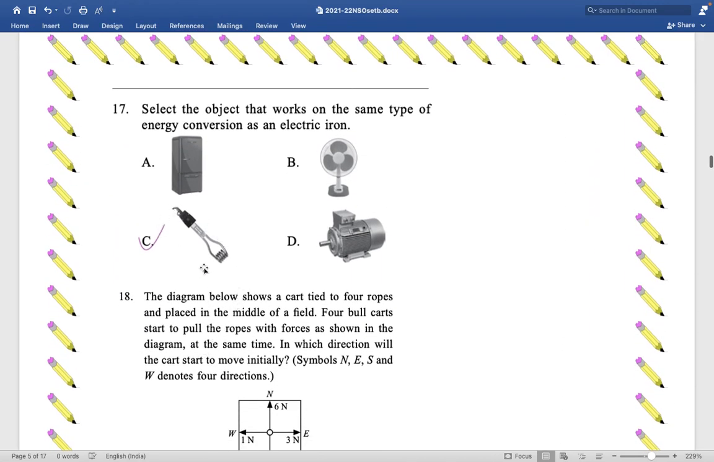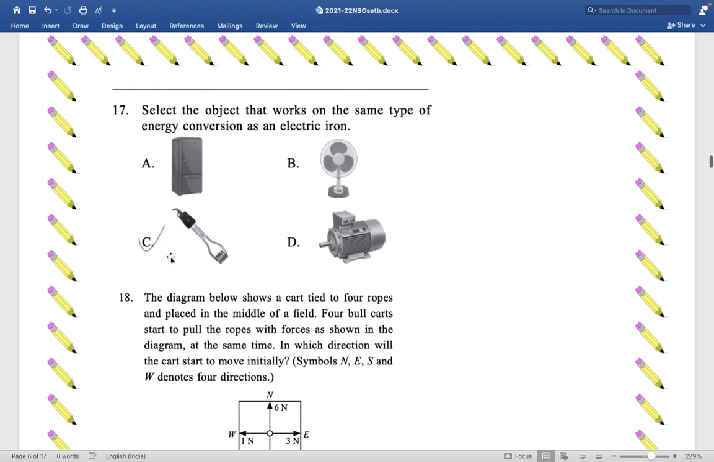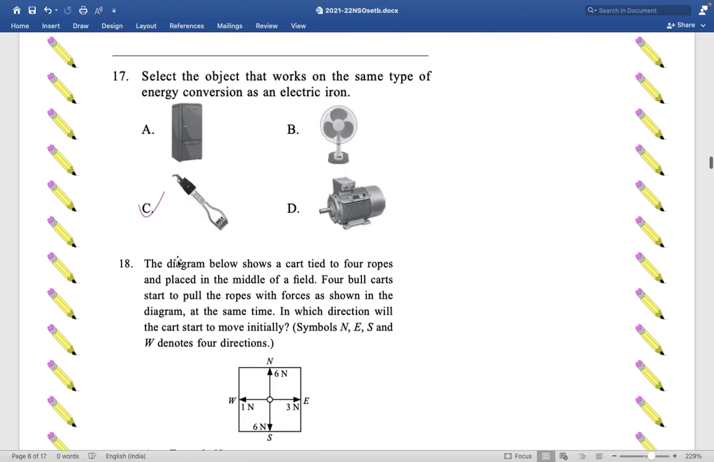This is a heater and it converts electrical energy into heat energy, the same way as an electric iron works. So C is the correct option.